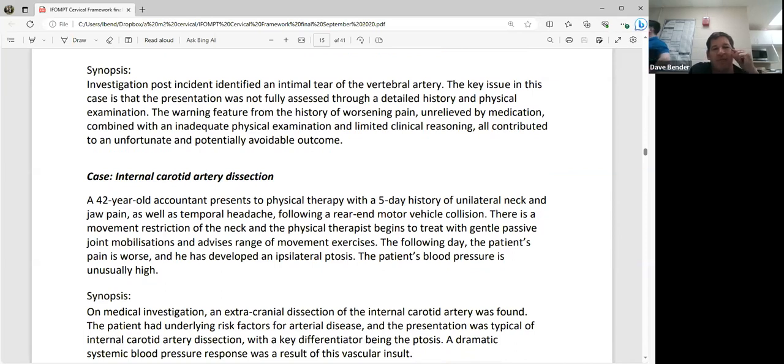So, synopsis: investigation of the post-incident identified an intramural tear of the vertebral artery. The key issue with this case is that the presentation was not fully assessed through a detailed history and physical examination. The fact that he may not have been able to pick this up in the history is one thing, but there was no examination done to see, okay, were symptoms worsening? Did I get some of these symptoms or dysesthesias or anything odd when I did position testing with the neck? The fact that the history is worsening doesn't help.